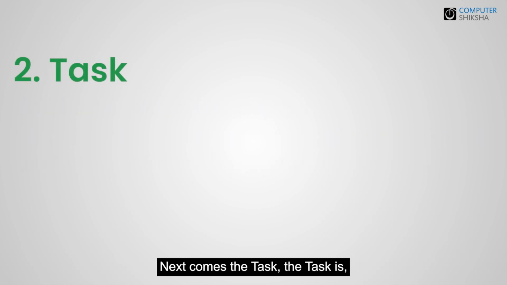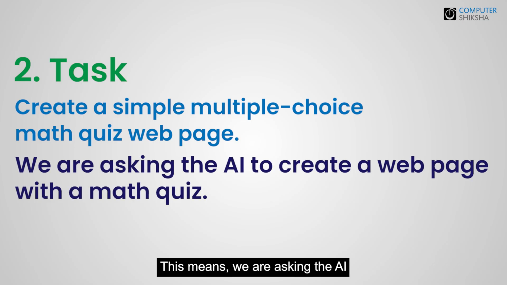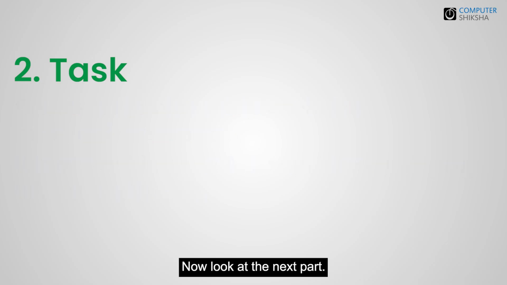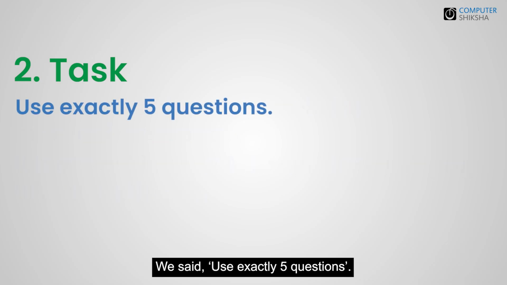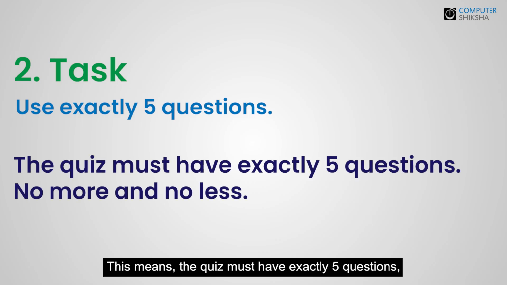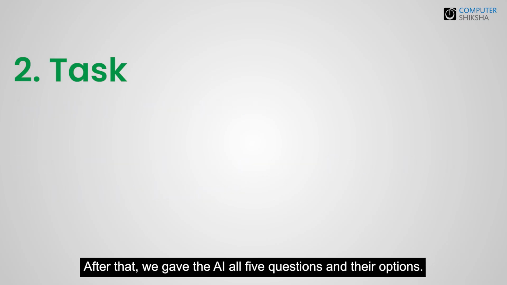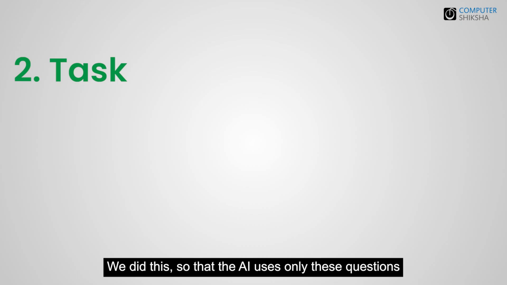Next comes the task. The task is create a simple multiple choice math quiz web page. This means we are asking the AI to create a web page with a math quiz. Now look at the next part. We said use exactly 5 questions. This means the quiz must have exactly 5 questions, no more and no less. After that, we gave the AI all 5 questions and their options. We did this so that the AI uses only these questions and does not create any new questions.